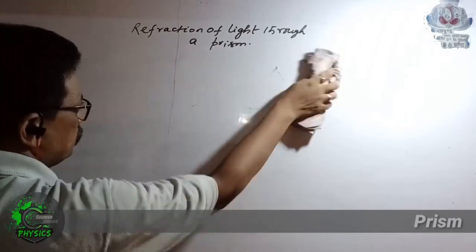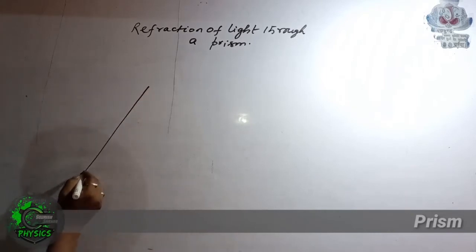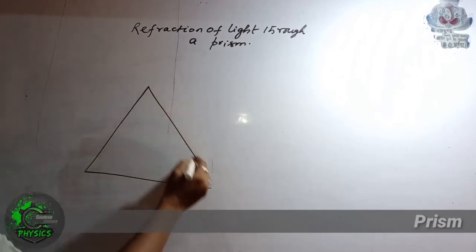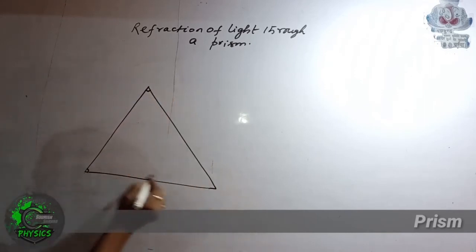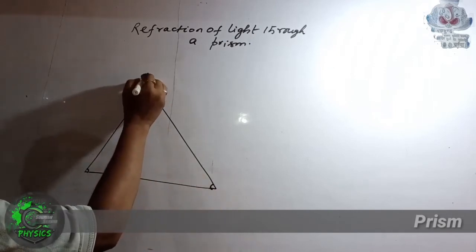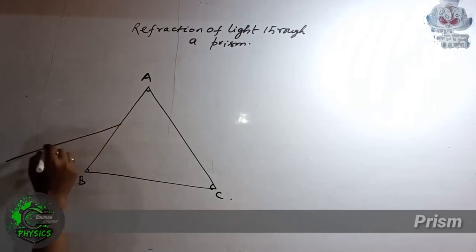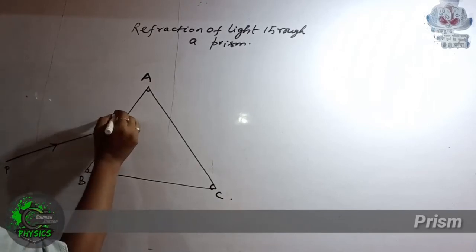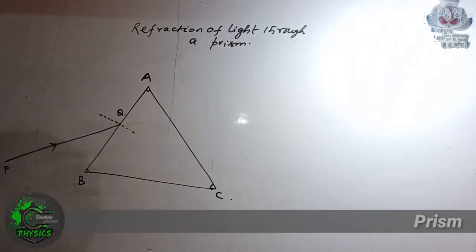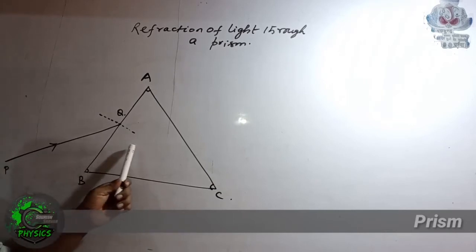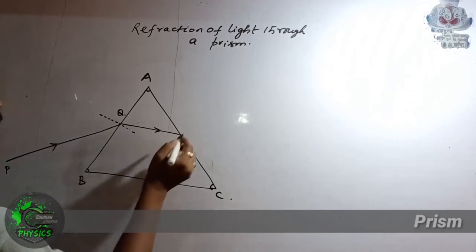Now let us see how the light ray refracts through a prism. Suppose this is an equilateral prism. Equilateral prism means all these angles are equal and equal to 60 degrees. Let this prism be ABC. Suppose PQ is the incident ray and this is the normal. Now the light ray travels from air to glass, so rarer to denser. So this light ray bends towards the normal.